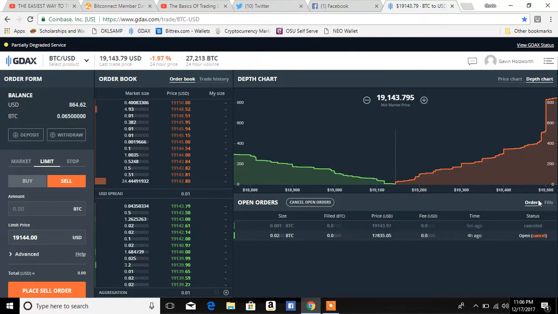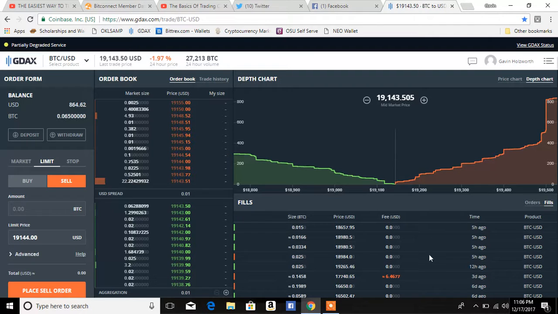These are your orders that are open. I got an order at 17, which is way below. And then you get your fills. These are the ones that I've filled in the past. You can go look at the fees associated with them. Obviously, I try to keep my fees at a minimum. So yeah, this is okay.